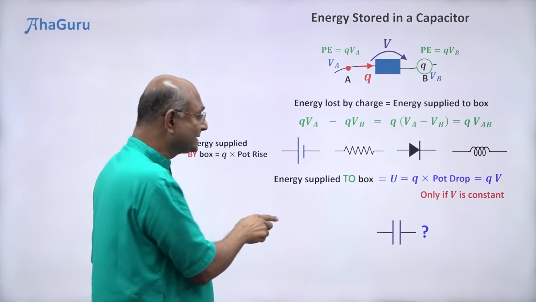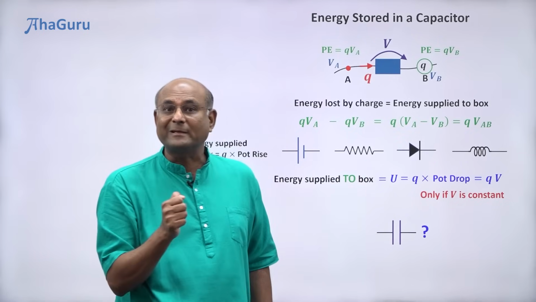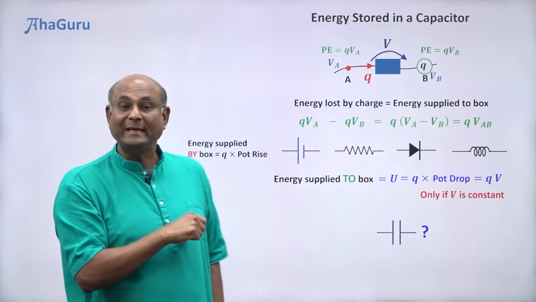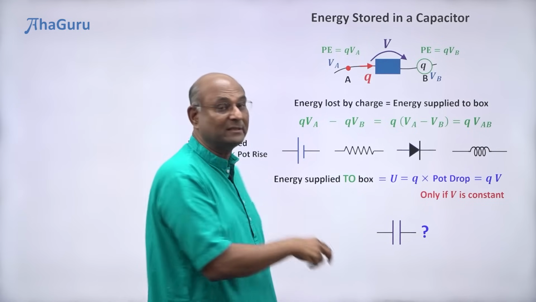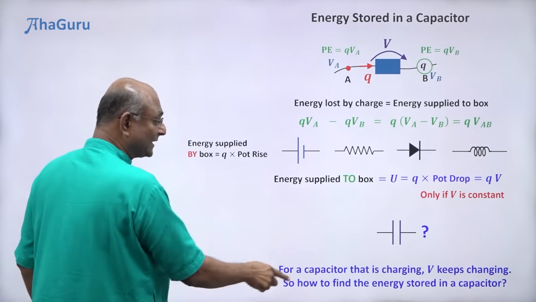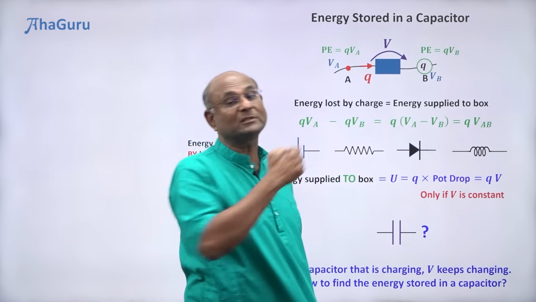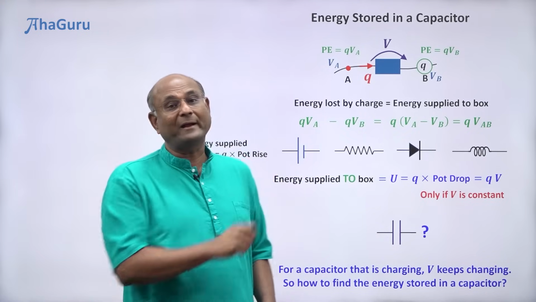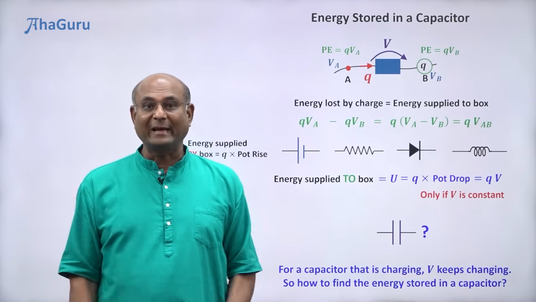The problem is when the charge comes into a capacitor, what is the potential drop across a capacitor? It is Q by C, right? So as charge comes in, the Q is changing. And when Q is changing, the V is changing. So for a capacitor that is charging, the V keeps changing. And if V keeps changing, I cannot use this formula. So then how do I find out what is the energy formula for a capacitor? Let us derive that now.